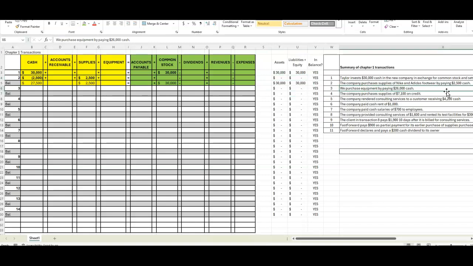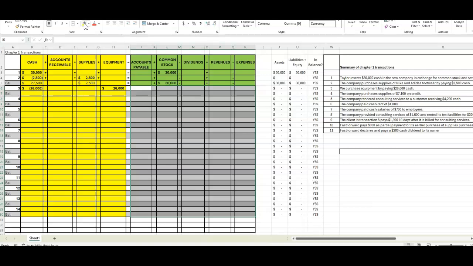For the third one, we purchased equipment by paying $26,000 in cash. So pause the video and see if you can do this one. Now I'm coming back, and we purchased equipment by paying $26,000 in cash. So equipment went up, and cash went down. Again, one asset traded for another. Let me put these in yellow, and we'll put all these in green.